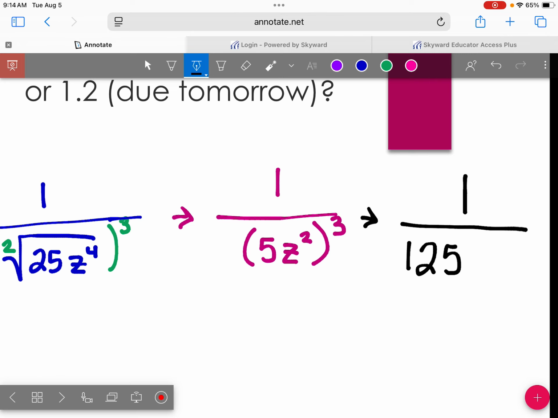125, because 5 times 5 times 5 is 5 cubed. And z squared times z squared times z squared is z to the 6.